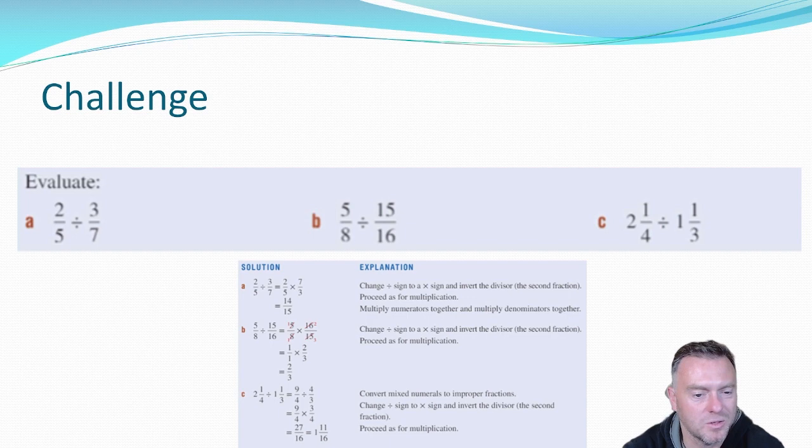There's some extra questions to have a go at. So 2/5 divided by 3 on 7. Basically flip the 3 on 7, becomes 7 on 3, and then times them together. So you got 14 on 15.